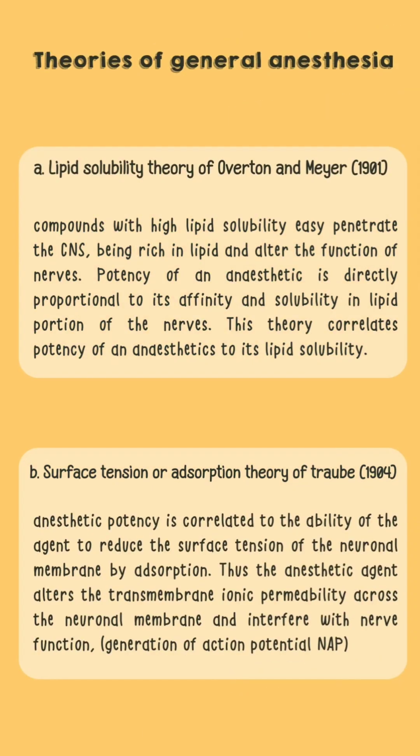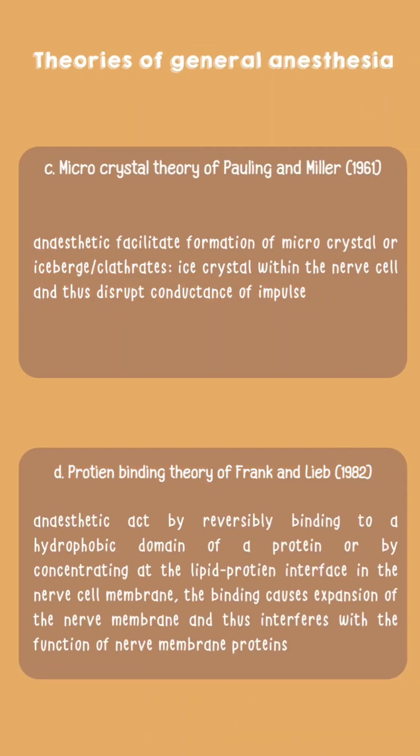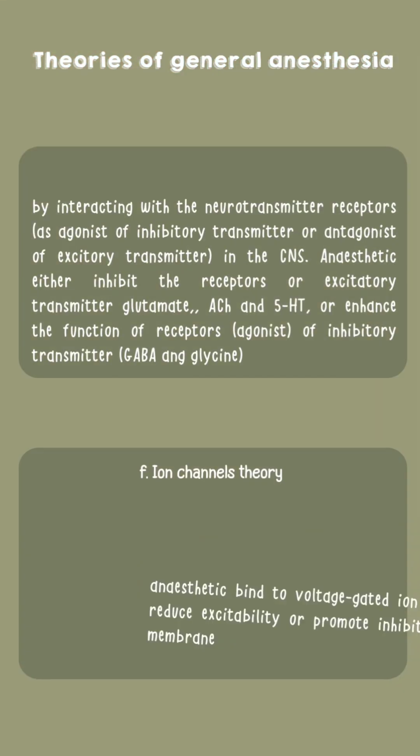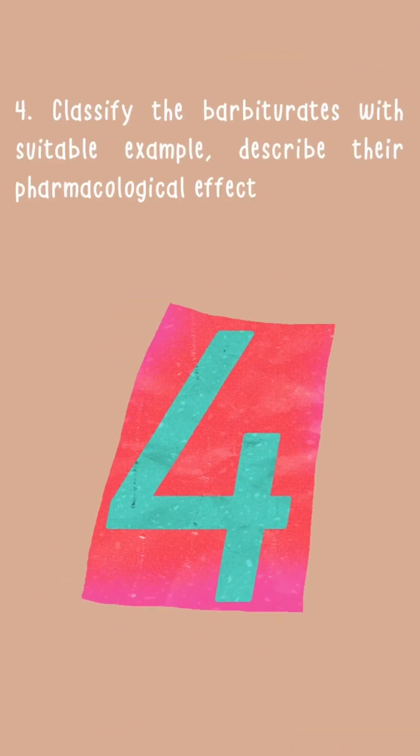The theories of general anesthesia: first, lipid solubility theory of Overton and Meyer, and surface tension or adsorption theory of Traube. Next is the microcrystal theory of Pauling and Miller, and the protein binding theory of Frank and Lieb. Next, we have the receptors theory and the ion channels theory. Number 4.